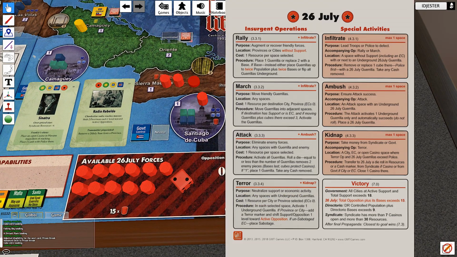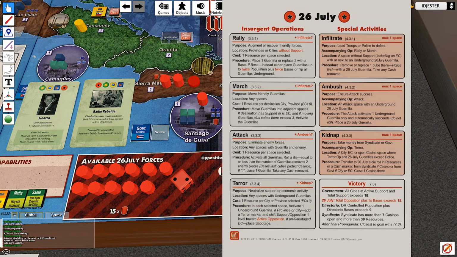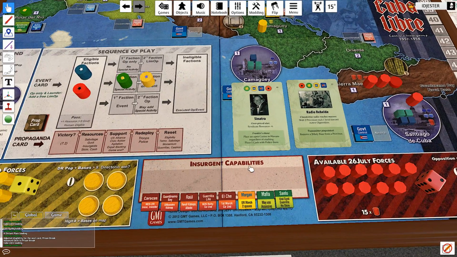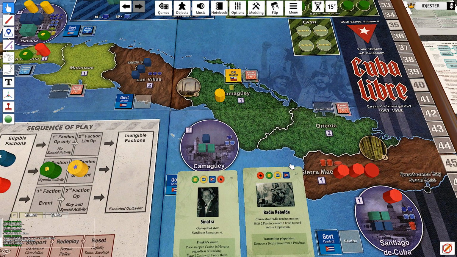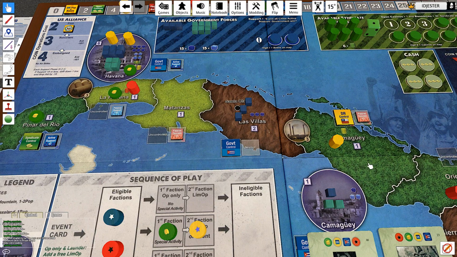Limited op means you can only do an operation, so you get no special activities. So you can't infiltrate, you can't ambush, you can't kidnap. You can only rally, you can only march, you can only attack, and you can only terror. But since it's a limited op, you can only do that in one space. One space and one space only. So if you were, say, to march, you could say, okay, I'm going to march here, and you would only be able to march units into that space. And that's it. You wouldn't be able to move any of your other units or anything.